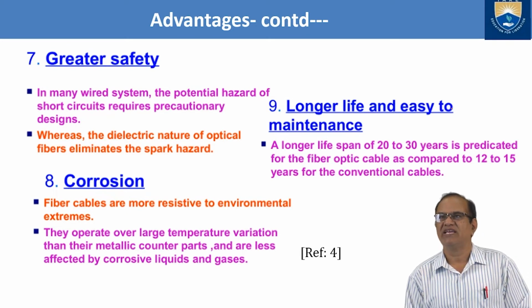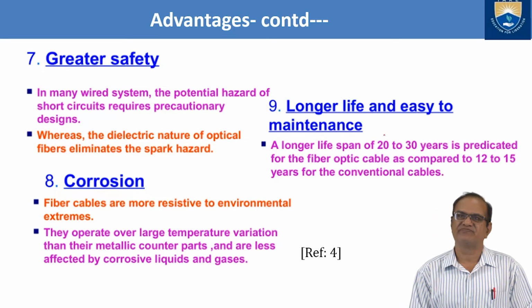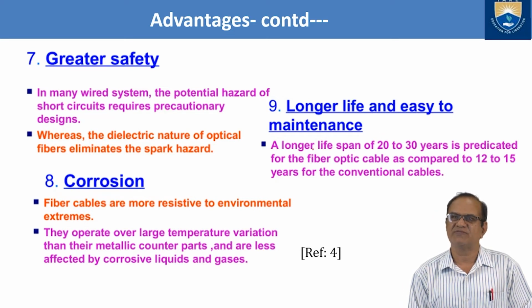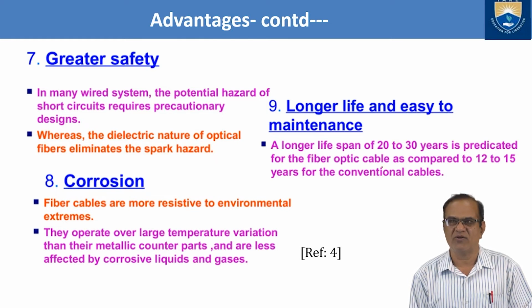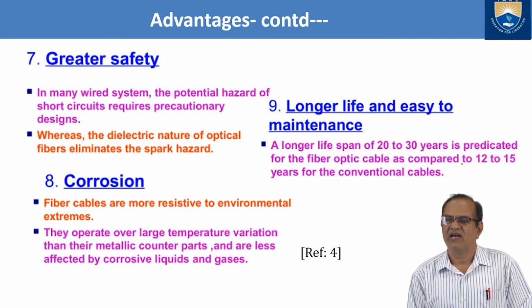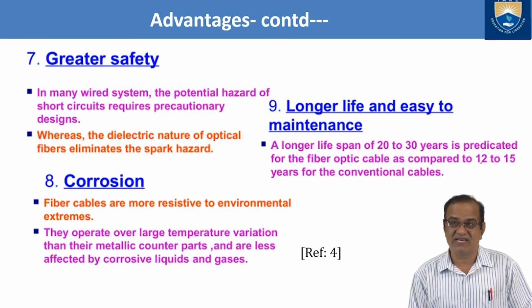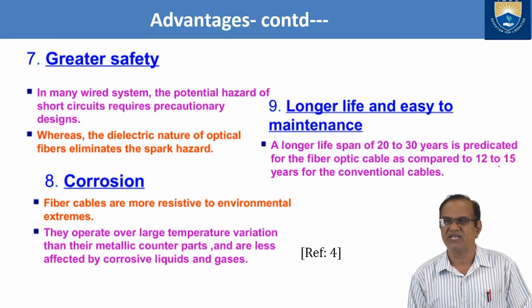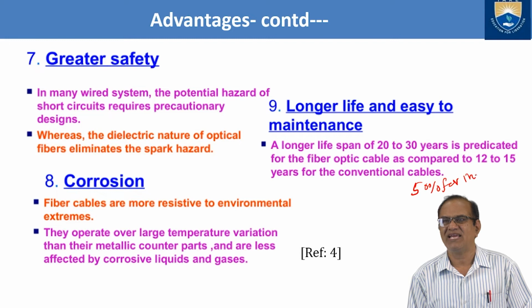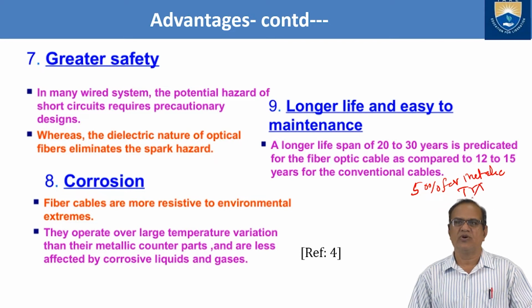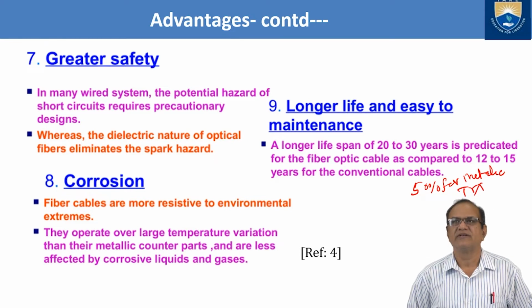Longer life and easy maintenance. A longer life span of 20 to 30 years is predicted for fiber optics, whereas for metallic wire it is 12 to 15 years. So metallic transmission has nearly 50% of that life. Okay, so that is also an advantage.